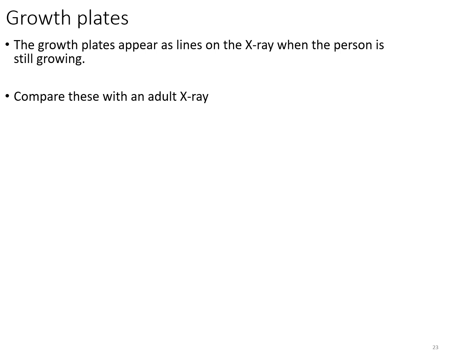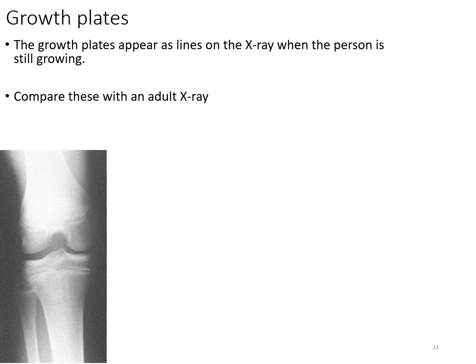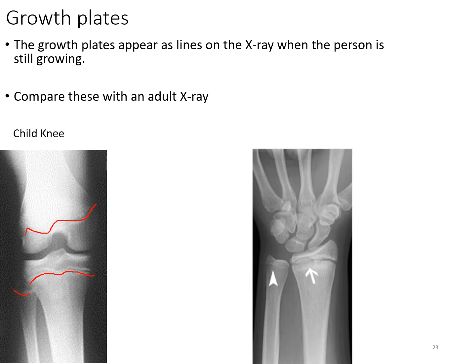So what we're going to do here is look at the growth plates. Growth plates do appear as lines on x-rays, as mentioned on the previous slide, when the patient is still growing. To the untrained eye, you might think that these lines are fractures, but they're not. These are the epiphyseal growth plates. That tells you that you're looking at the x-ray of a child. It's a child's knee, and there's a wrist. We've got some arrows pointing to the epiphyseal growth plates.